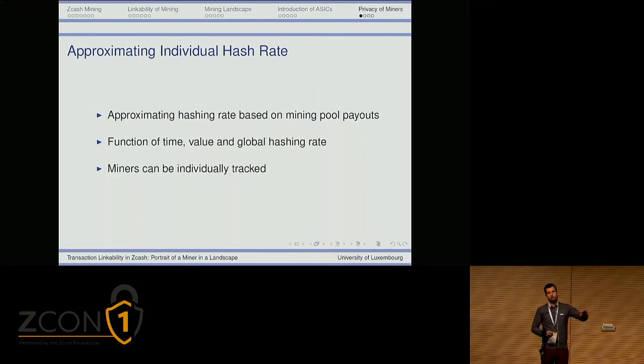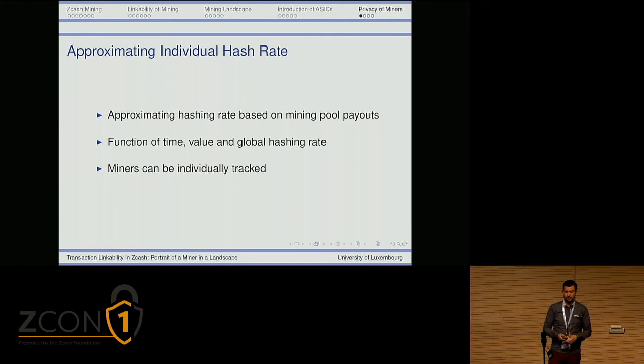Finally, let me talk about individual miners as well. As I said, we can approximate the hash rate of a specific miner based on the payouts, which is actually quite simple. It's just a function of the time between payouts, the value of the payout, and the global hashing rate. Based on just these three variables, we can guesstimate the mining power of a specific miner. And thus, every miner can be individually tracked by how much their mining power is.